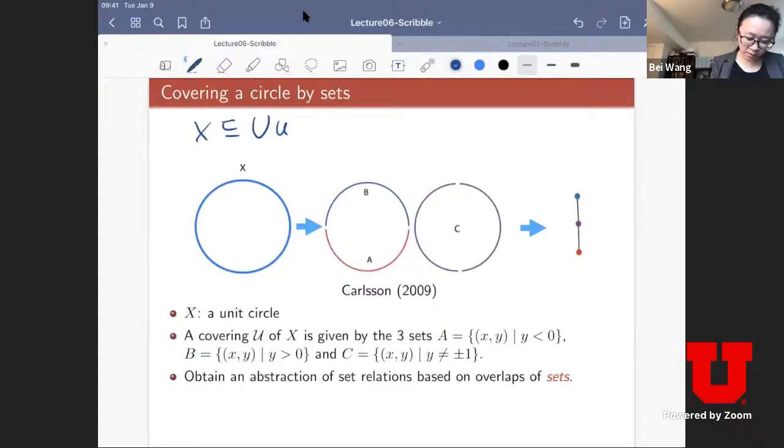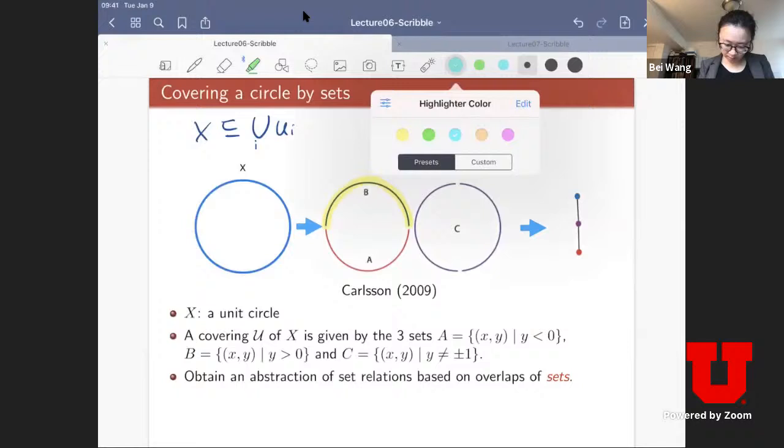And my first thing is to say, what if I want to cover it with three sets, okay? I'm going to try to picture the sets by a curve, right? So I can cover this circle by essentially three sets of curves, right? The top one is a curve. This is a curve B, and there's a curve, let me just use actually the color A.